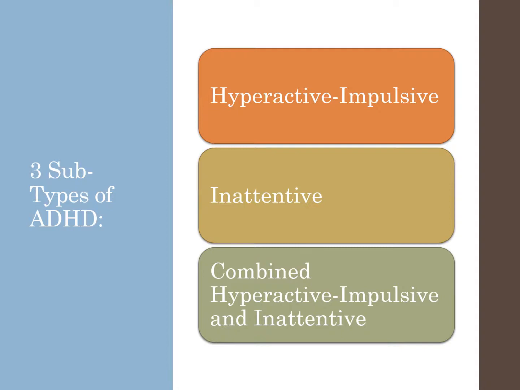impulsivity. Combined hyperactive impulsive inattentive subtype is diagnosed if the individual has 6 or more symptoms of inattention and 6 or more symptoms of hyperactivity impulsivity. Most children are diagnosed with this subtype of ADHD. Children with the hyperactive impulsive and combined type have the most difficulty.